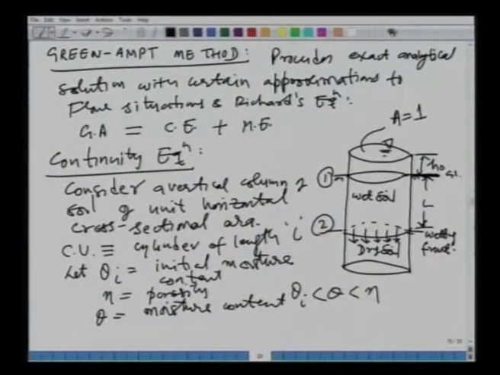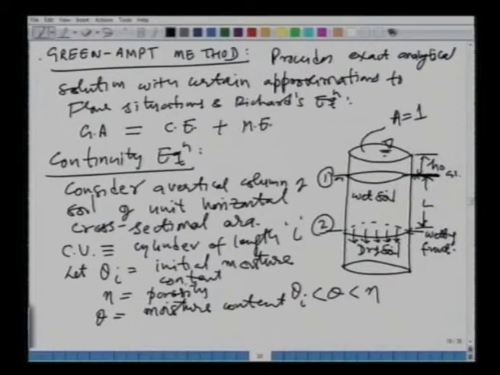In the last class we looked at the derivation of the Green-Ampt equation, which is the infiltration equation, and what I would like to do today is just go over it quickly so that we understand the basic steps that are involved in the derivation. So, we come to the tablet here.